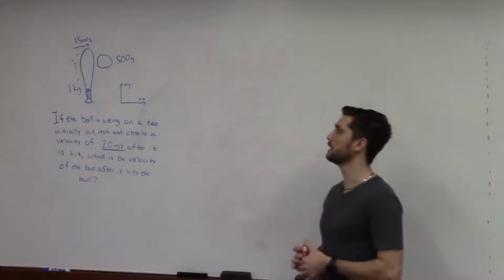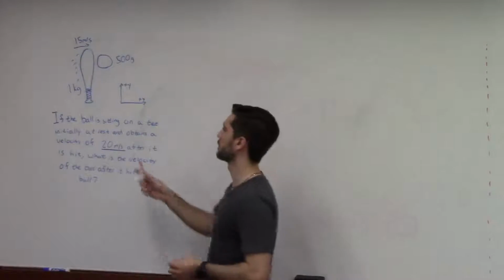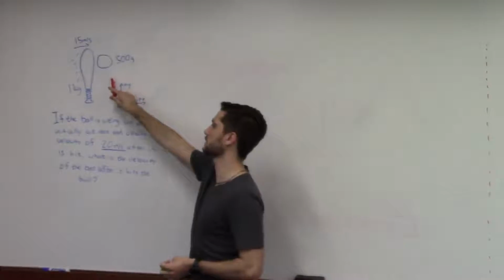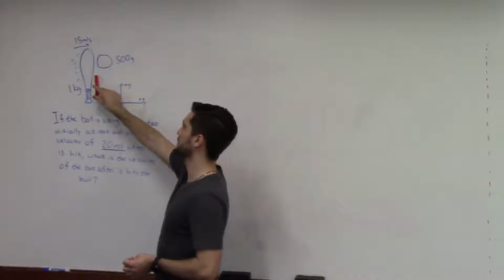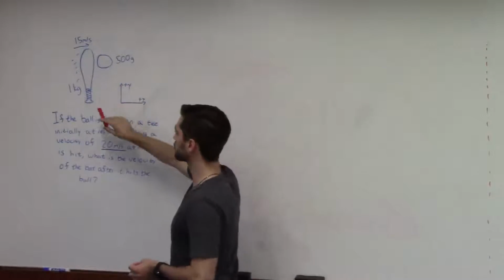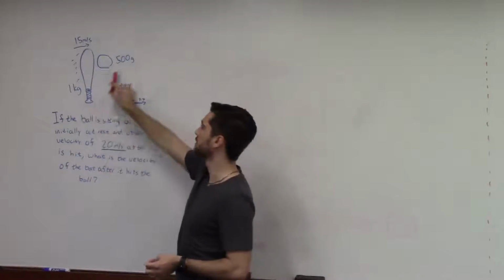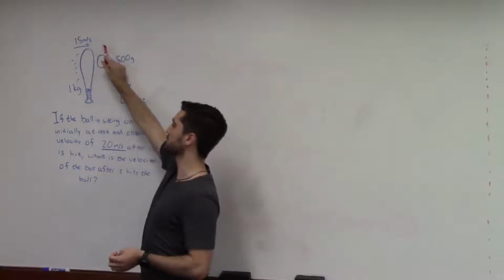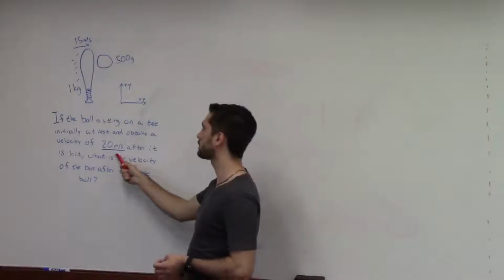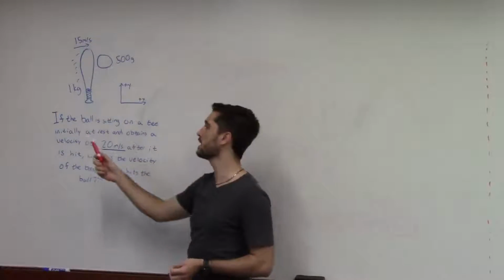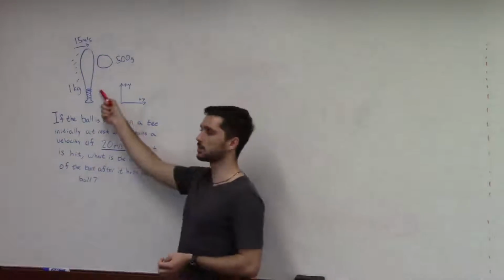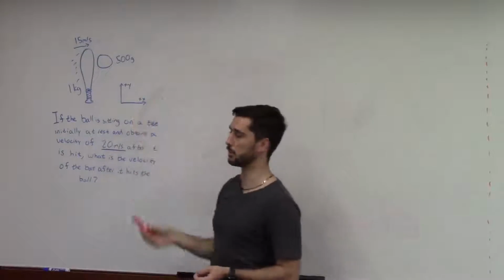Alright, so in this problem, we're given a system where there is a ball sitting on a tee, initially at rest. We're given a bat that's swinging at the ball. So we're going to be given the mass of the bat, the mass of the ball, the initial velocity of the bat, and we're given the final velocity of the ball after it's hit. And we are asked to find what is the velocity of the bat after the bat hits the ball.